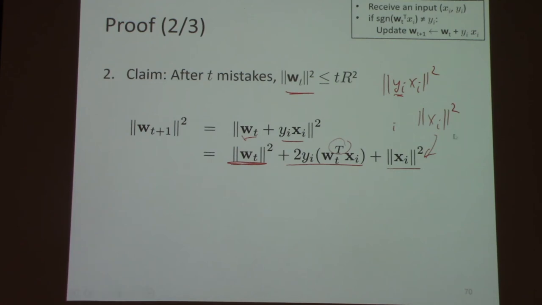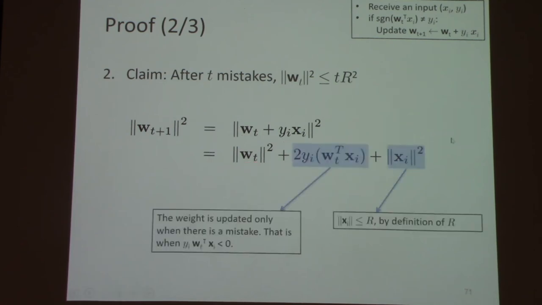Now let's look at these three terms in this summation. The first term, let's leave it as is. Now, finally, we'll use the fact that the weights get updated only when there's a mistake. What does it mean to be a mistake? Mistake means that yi wt transpose xi was less than 0. You made a mistake and then made an update, which means this quantity was less than 0 for the update to happen. And we also assume that all the points are contained in a unit ball, which means this quantity is less than or equal to r.